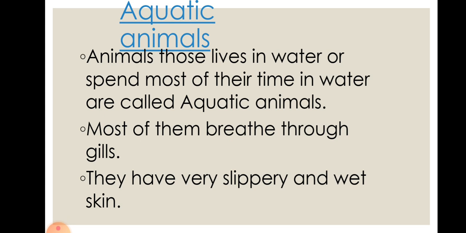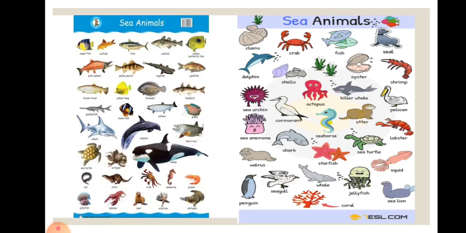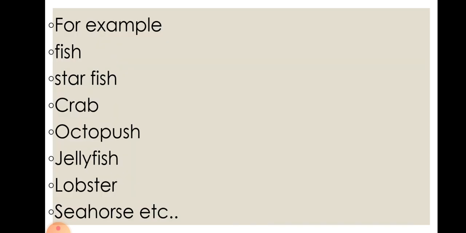Animals that live in water or spend most of their time in water are called aquatic animals. Most of them breathe through gills. They have very slippery and wet skin. These are a few pictures of sea animals or aquatic animals. For example, fish, starfish, crab, octopus, jellyfish, lobster, seahorse, etc.